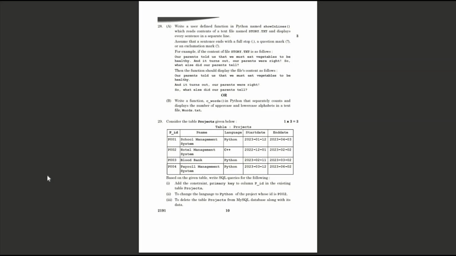Question 28b says, write a function c underscore words in Python that separately counts and displays the number of uppercase and lowercase alphabets in a text file words.txt.